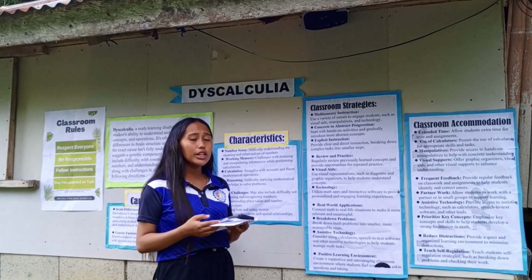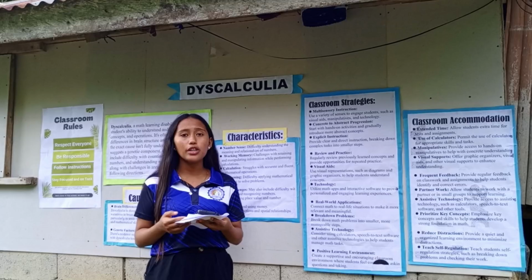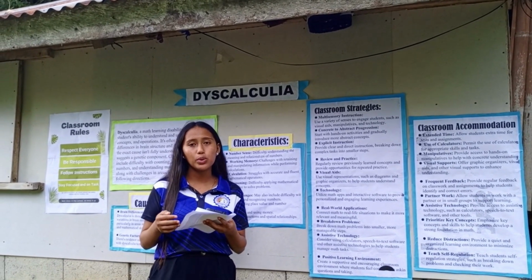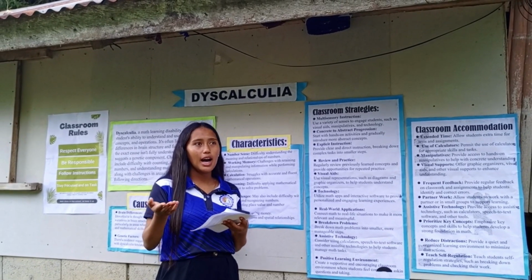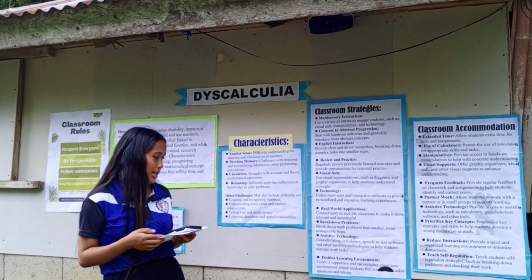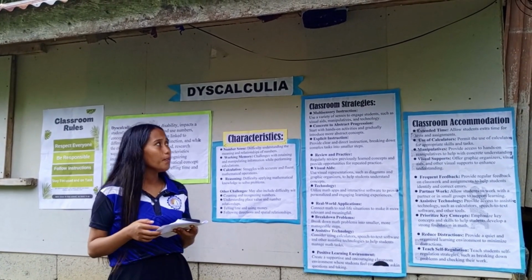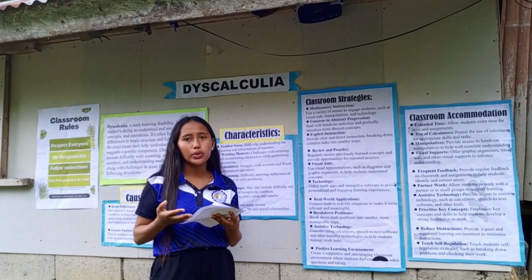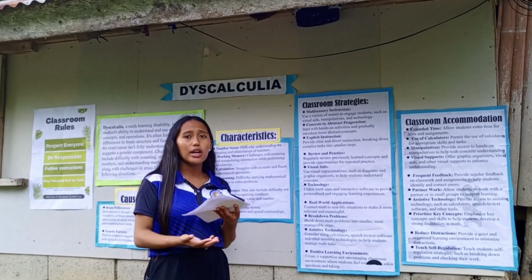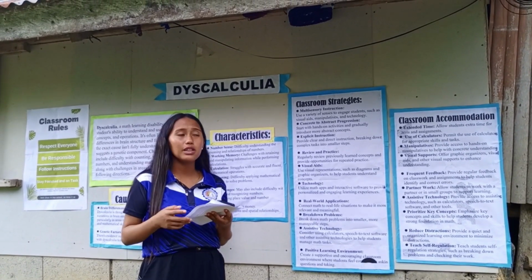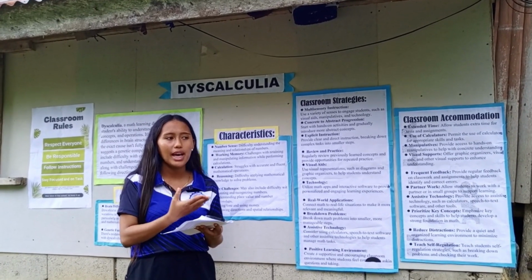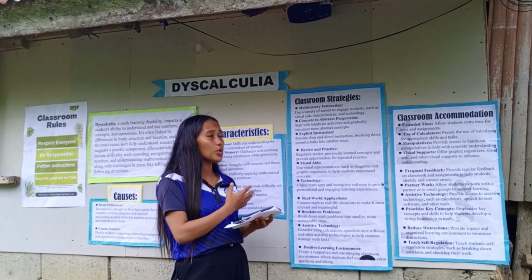So consider using calculators in order for the students to do their tasks easily, and in order for them to learn more actively. Then next, lastly, in classroom strategies is positive learning environment. So, as a teacher, you need to create a positive learning environment in order for the students that have a disability or dyscalculia to feel inclusive. So, are the classroom strategies clear, class? Okay, very good. So now we are done with classroom strategies.